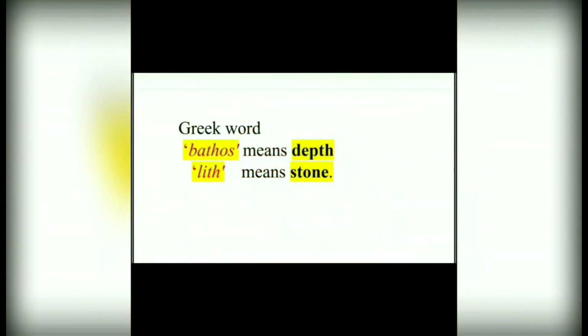The word batholith comes from two Greek words. The first one is bathos and the second one is lith. Bathos means depth, lith means stone. So in the depth of the earth, when the molten rocks harden and become a stone, that is called the batholith.